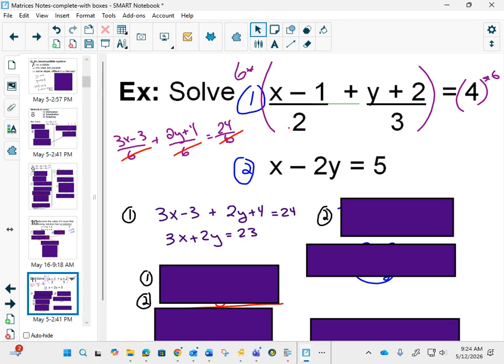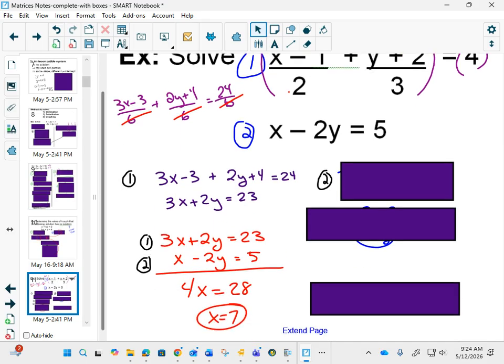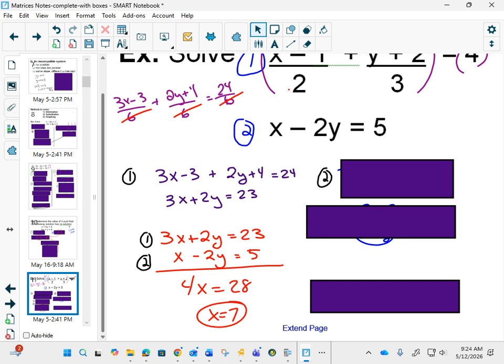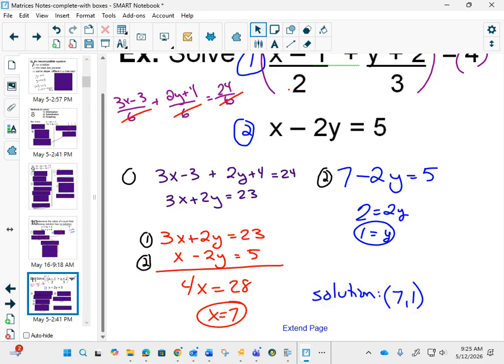If I was doing this example, I would use elimination, because look, do you see that your y's already have the same coefficient, one positive, one negative? And you get x equals 7. If x is 7 and you plug it in, you get y equals 1. And we have our solution.